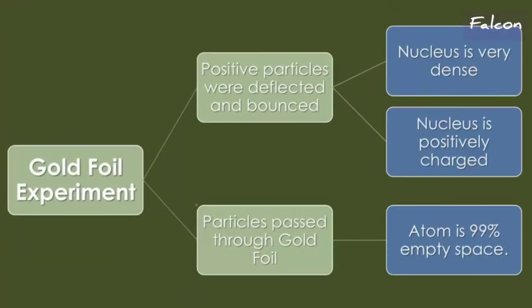So the gold foil experiment, things that you should take from it: positive particles were deflected and bounced away. Particles passed completely through the gold foil. And from there, you'll see that this is how Rutherford and his colleagues created their theory of the atom. Because they passed through the foil, we say that the atom is mostly empty space. And because particles were deflected, we say the nucleus is dense or heavy in the center and has a very positively charged nucleus.